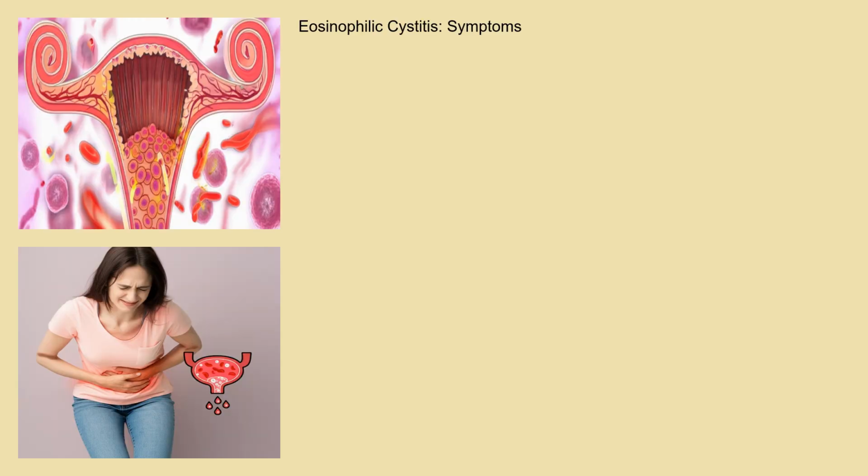The symptoms of eosinophilic cystitis can vary depending on the severity and extent of bladder involvement. Common symptoms include frequent urination, urgency to urinate, painful urination, blood in the urine, and pelvic pain. In some cases, patients may experience urinary incontinence or difficulty emptying the bladder completely. Children may present with irritability and bedwetting.